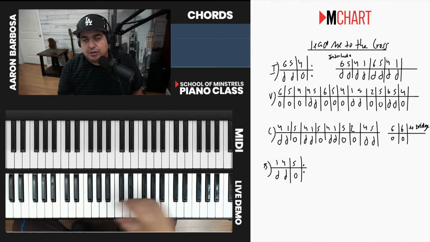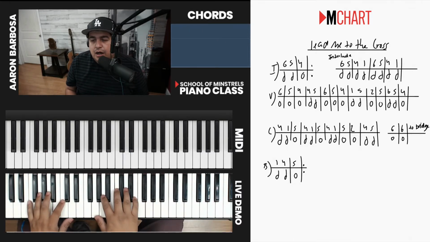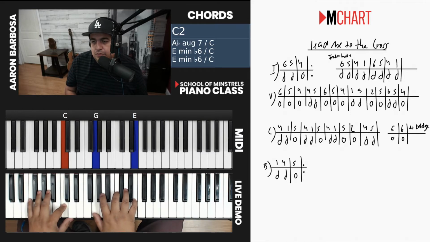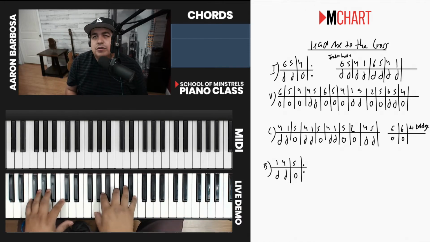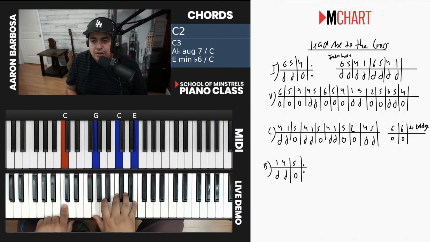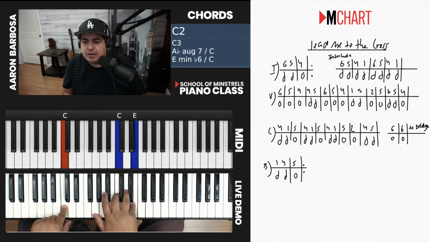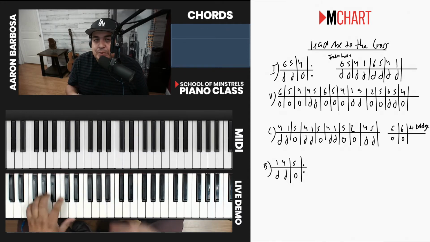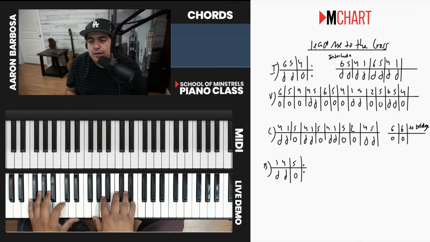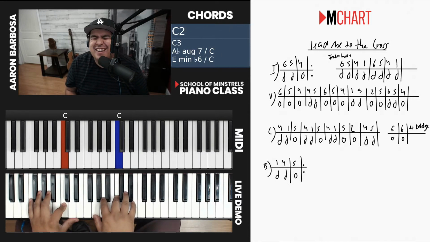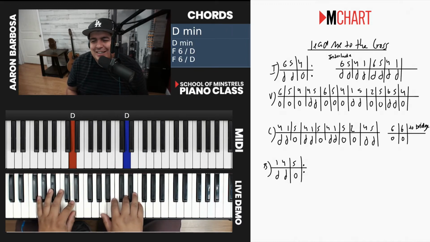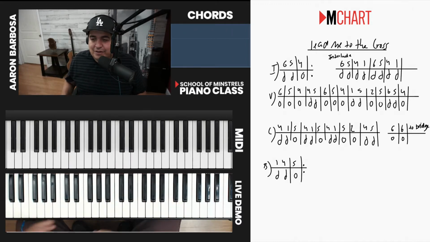So arpeggios, they can be done on quarters. So, you know, it's 1, 2, 3, 4. Let's use just a C major. 1, 2, 3, 4. I just feel like it's slow for this beat, this speed. Then you could do eighths. 1 and 2 and 1. I can't count and do this at the same time. 1 and 2 and 3 and 4 and 1 and 2 and 3, or whatever the chord is. Doesn't matter. The pattern still works.